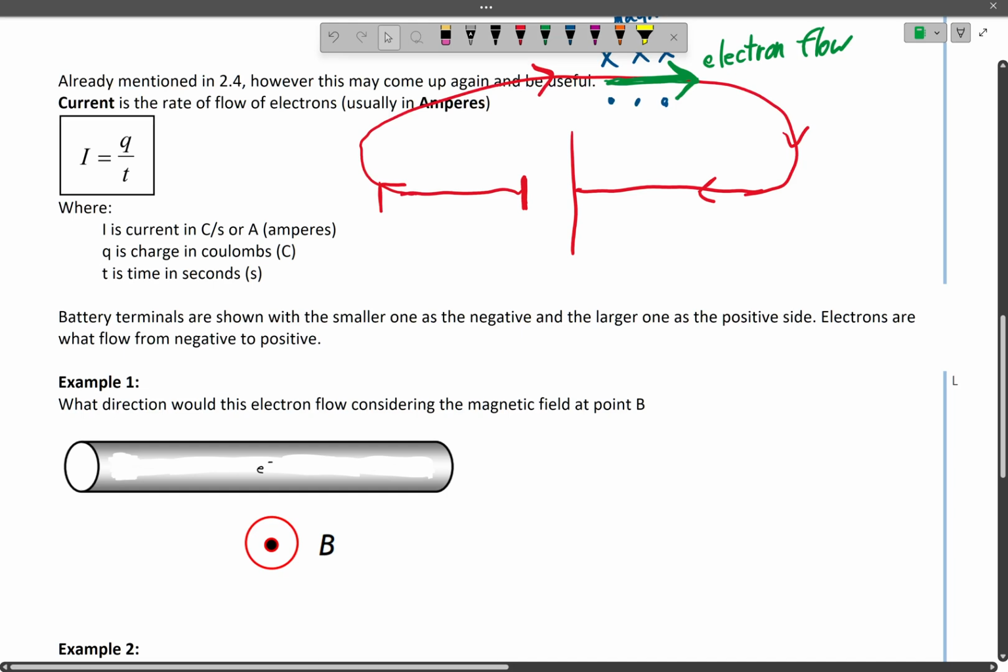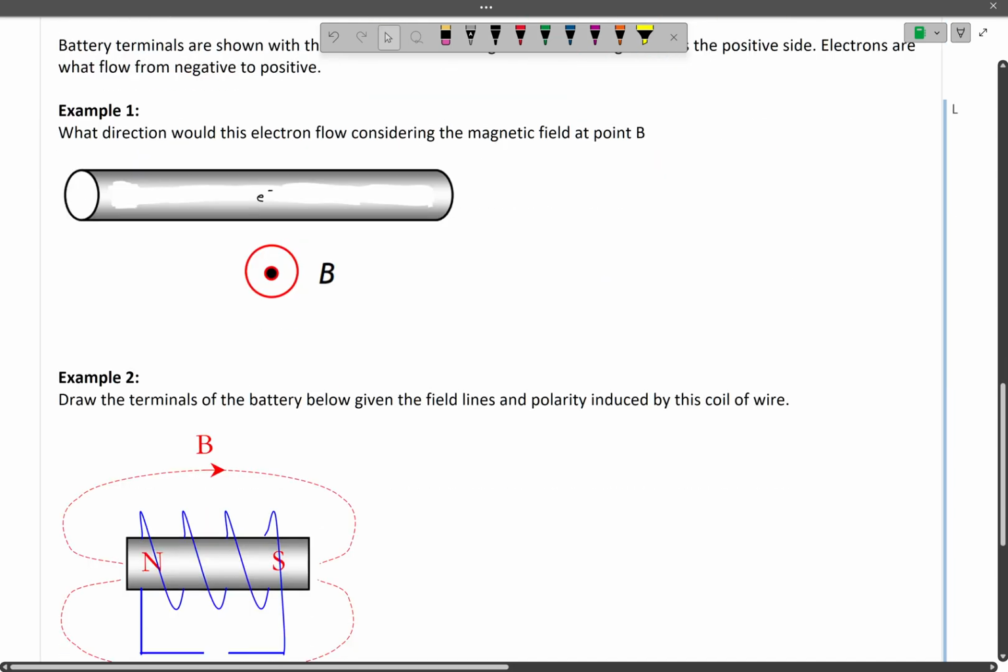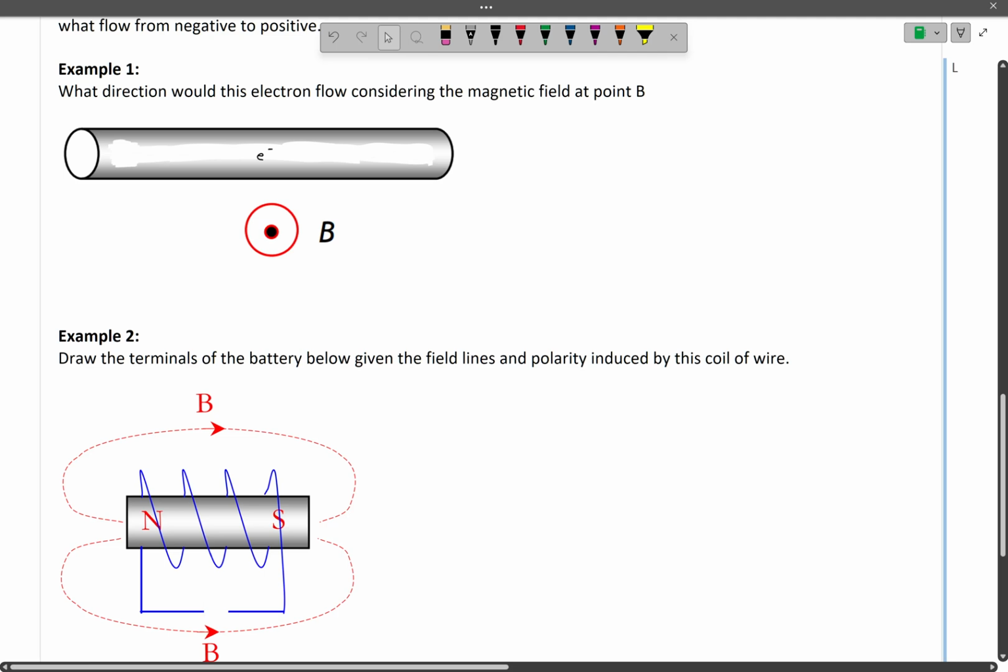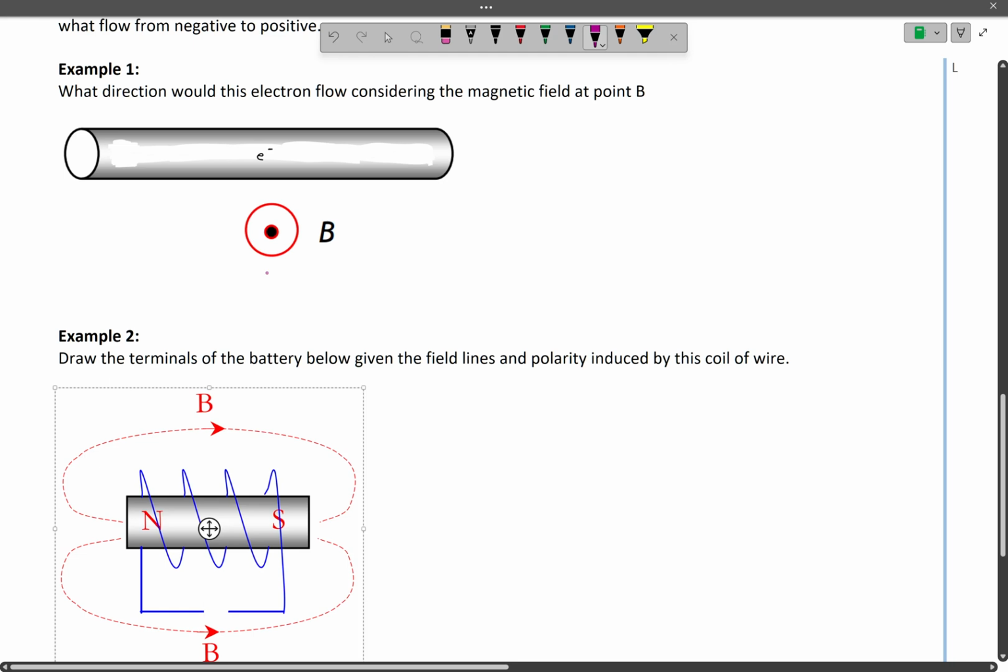All right, we have a couple examples that we're going to take a look at for this lesson. What direction would the electron flow be in this first example, considering that the magnetic field at point B is going, in this case, into the page? Okay, so here it's going into the page because there's a dot here, right? It's just a dot. So it's going into the page.